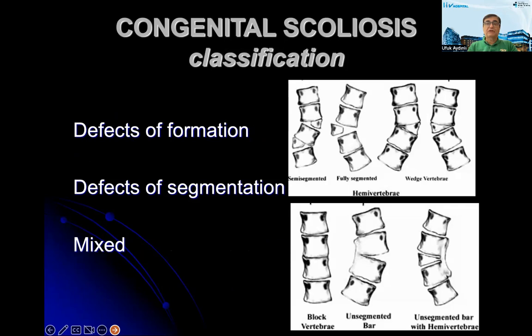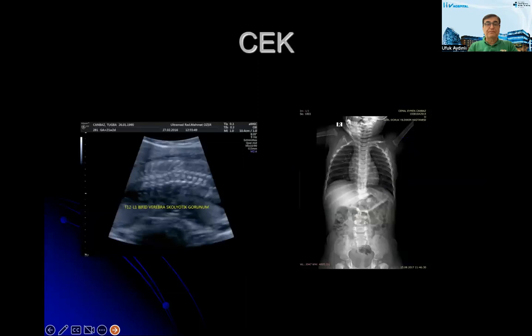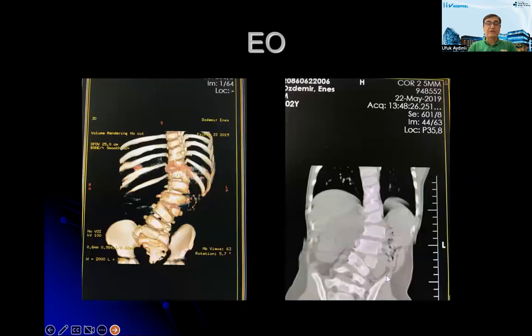When we come to the classification, we can classify as defects of formation and defects of segmentation, and there could also be some cases of mixed nature. Defects of formation are generally hemivertebra, wedge vertebra, sacral agenesis, or caudal regression syndrome. Here you will see that at a very early age, in intrauterine time, you may find out with ultrasonography that there is a hemivertebra in this patient.